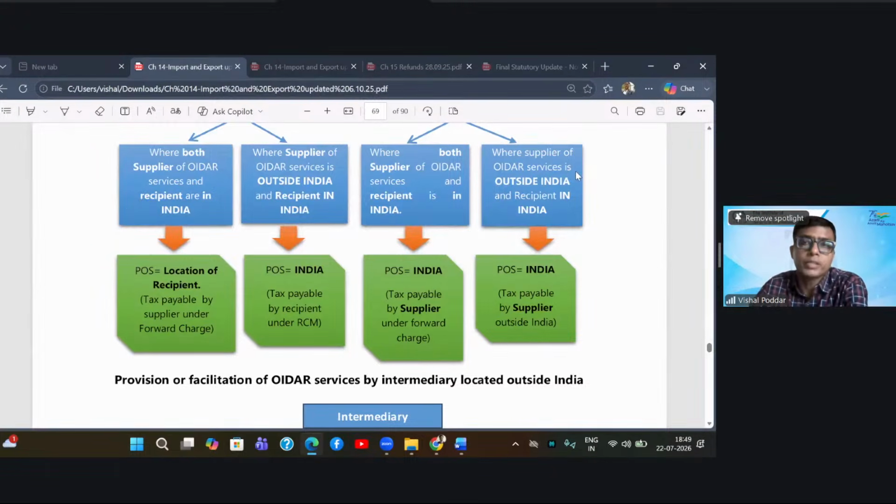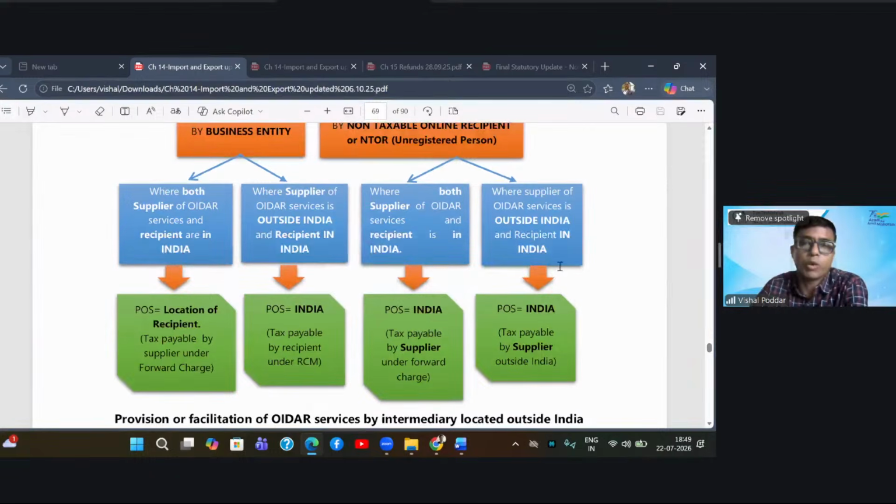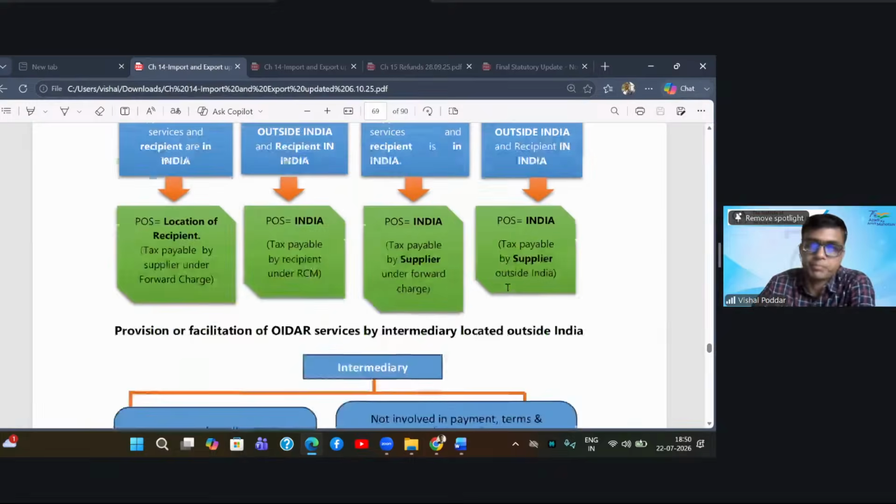However, where the supplier of OIDAR service is outside and the recipient is inside and the situation is of NTOR, the place of supply is in India, and again the tax is payable by the supplier under forward charge because the recipient here is a non-taxable online recipient.